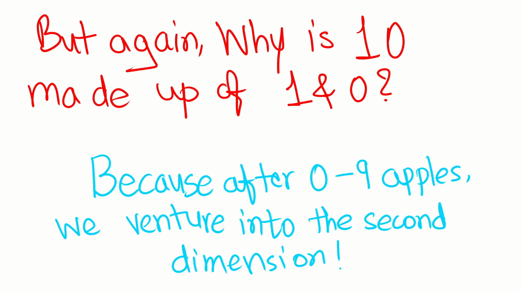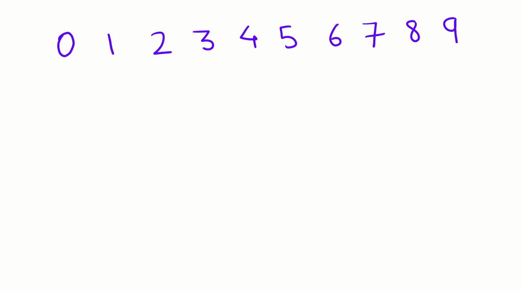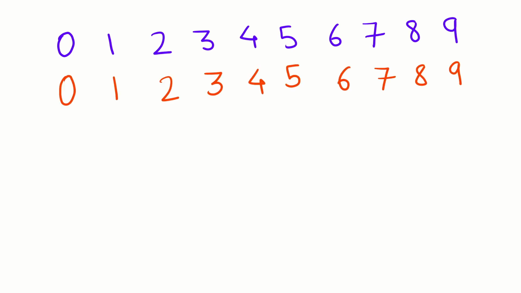Because if you want to count after the 9th apple, you have to venture into the second dimension. So let us say that we have lots of apples and my fingers are not enough. So I count to 9 and now I'm stuck. So what I do is I have a friend and I tell him to put one finger up when I count all of my fingers, and the friend holds up one finger. And then I start counting again and the friend holds up another finger.